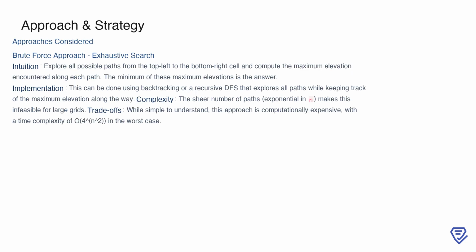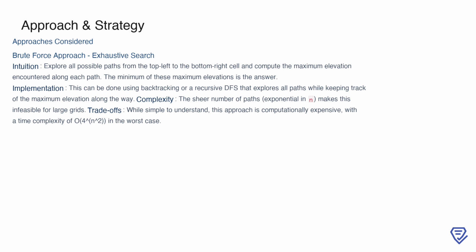To begin, let's consider the brute force approach, which relies on exhaustive search. The idea here is to explore all possible paths from the top left corner to the bottom right corner of the grid, calculating the maximum elevation encountered along each path. Once we have these maximum values, the minimum of them becomes our answer.